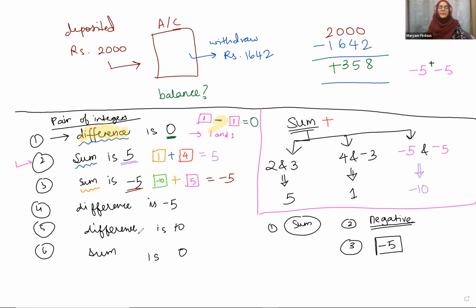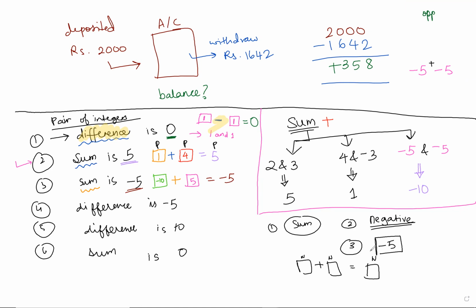Take a hint, Hiba, from the second question. In the second question the sum is 5, right? And both of the integers are positive. Positive, positive, and the answer is also positive. So is it possible that we have something negative plus something negative and the answer is also negative? Yes, we have seen that before. Over here we have 5, over here we have minus 5. So just think what can be done.